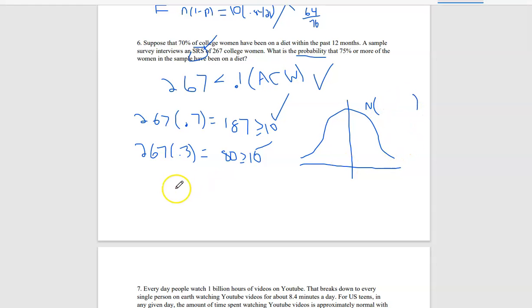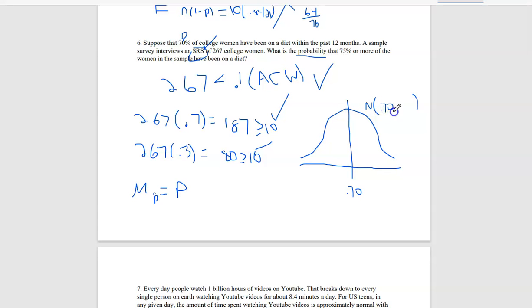Alright, so what's my mean? What's my mu of p hat? If you look at your formula, I hope you're saying your mu of p hat is equal to p. P in this scenario is 70, not 75. 75 is a p hat because it comes from the sample. So my mean is 0.70.